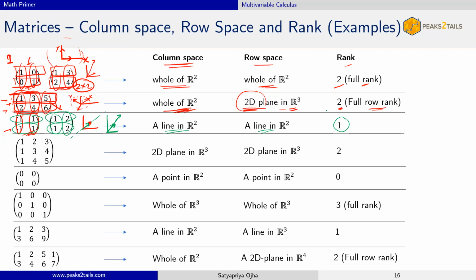Is this matrix full rank, guys? Is this matrix full rank? No. Correct. Okay, hope this is clear. Move to the next one.